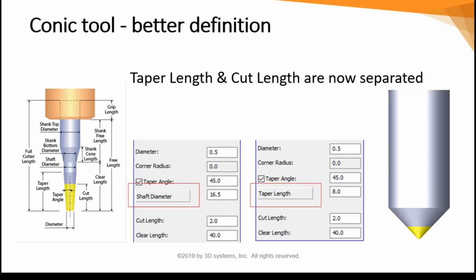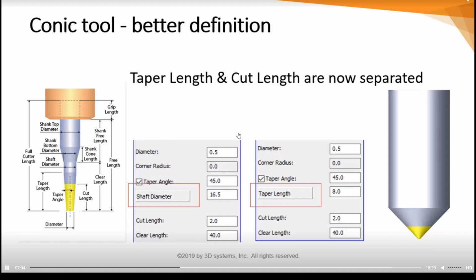We now have a better definition for conic tool. The taper length and cut length are now separated. This is for a more realistic definition. Two options to define the tool. First one is taper length, and the second one is shaft diameter.